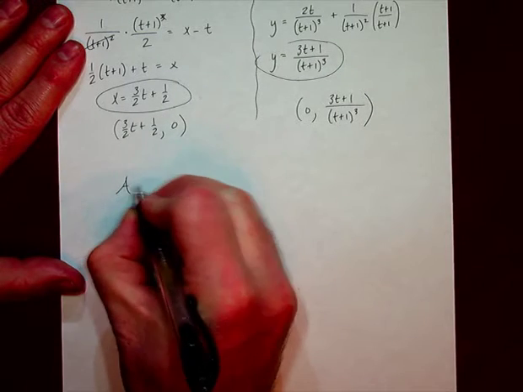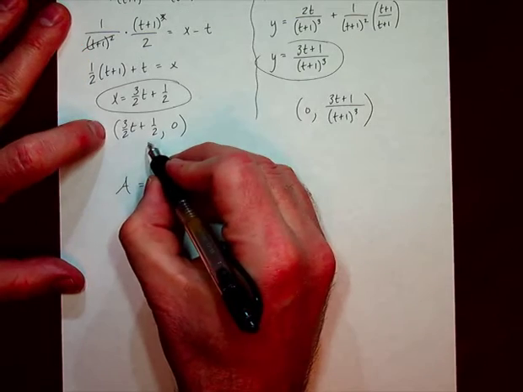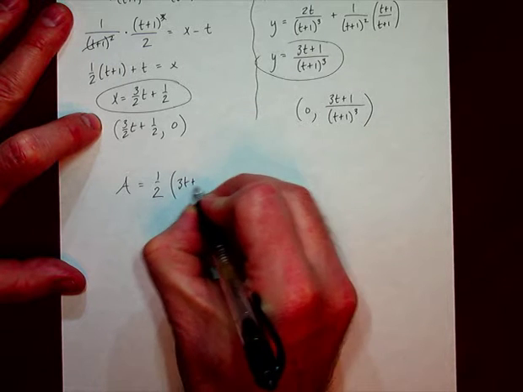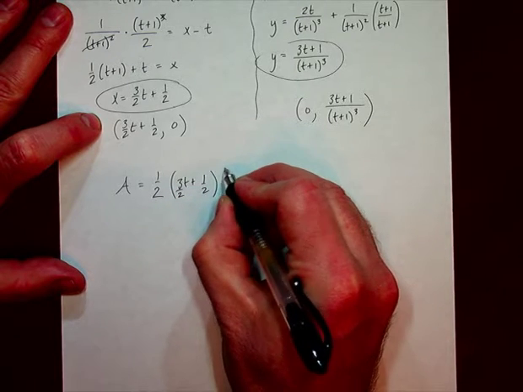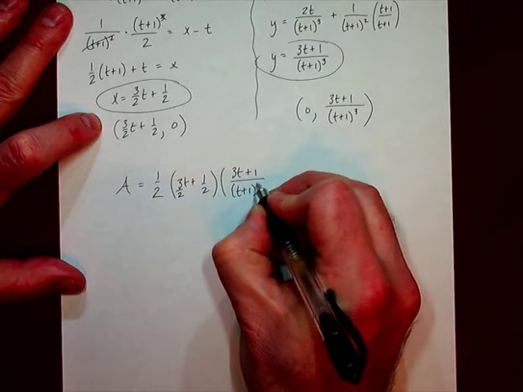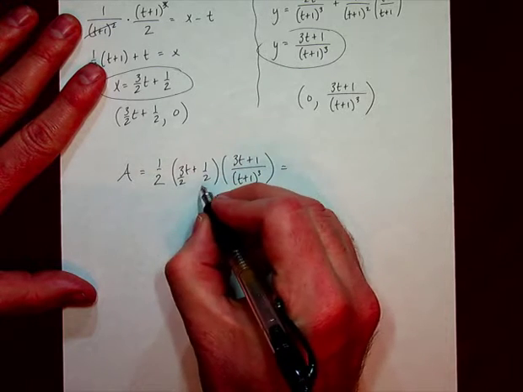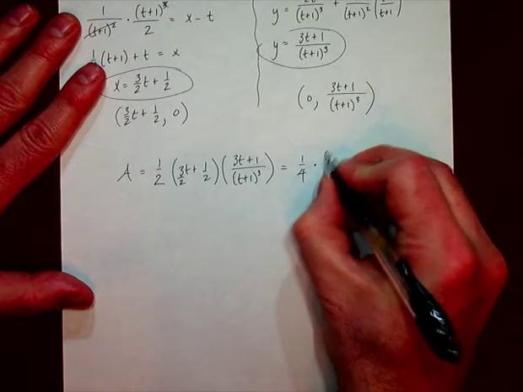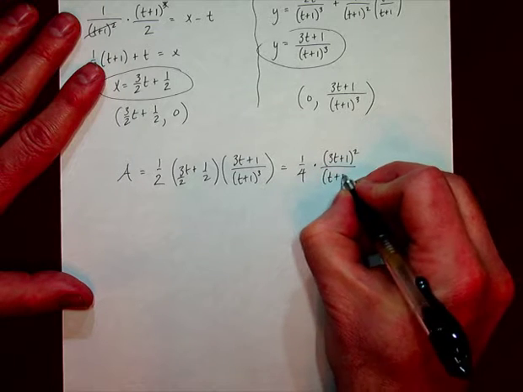Now I have the area in terms of both of those. So my area is 1/2 base, that's my x-intercept, right? Doesn't really matter which one you're multiplying by. So that's 3/2 t plus 1/2, and then this one is (3t plus 1) over (t plus 1) cubed. Now if I pull out the 1/2 that is common to both of these terms, I'm going to get 1/4, and that's going to be (3t plus 1) squared over (t plus 1) cubed.